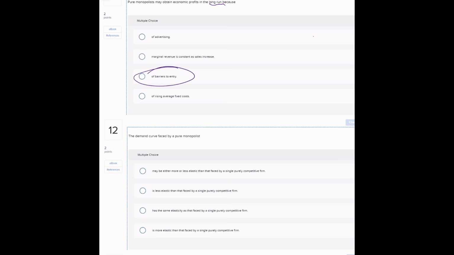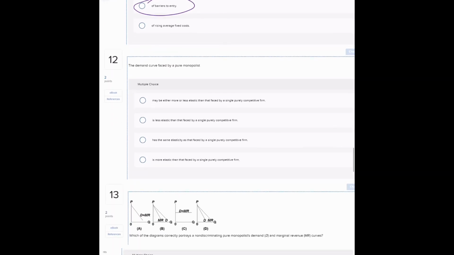So other firms coming into a competitive market bring the price down and lower profits. Pure monopolists don't have that problem. They have barriers that keep other firms from entering. These are competitive barriers. Sometimes it's geography, sometimes it's laws. There are lots and lots of things that serve as competitive barriers so that other firms don't come in and shift that supply curve. So that's the answer there.